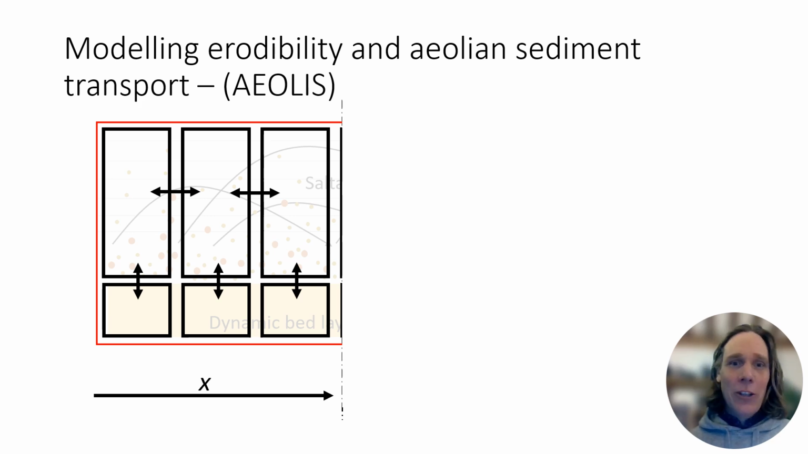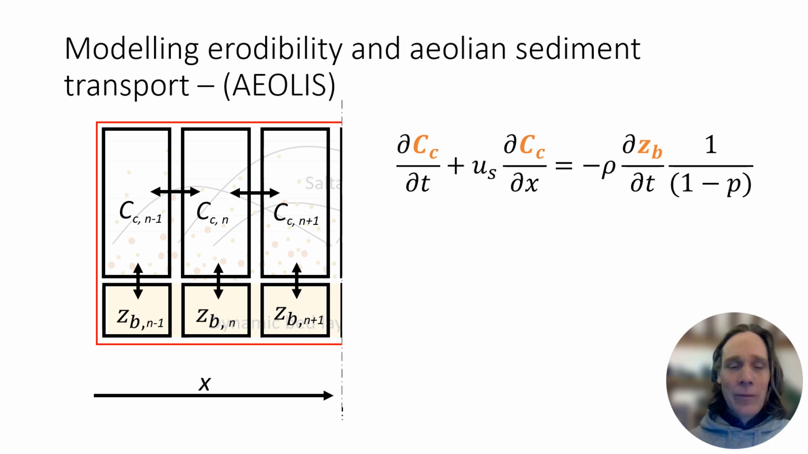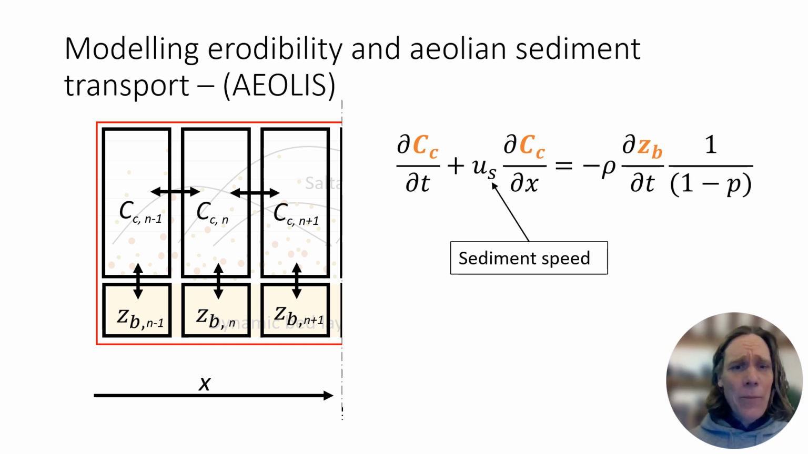To predict sediment transport, I predict the sediment concentration at each grid cell as a function of bed level change that is defined in the bed. And I made these unknown variables yellow in the advection equation. So the left-hand side of this equation deals with the horizontal advection of the sediment concentration, where US is the sediment speed that may vary in space and time. The right part of the equation deals with the sediment exchange with the bed. The bed level, ZB, changes if there's a concentration gradient in time or in space.